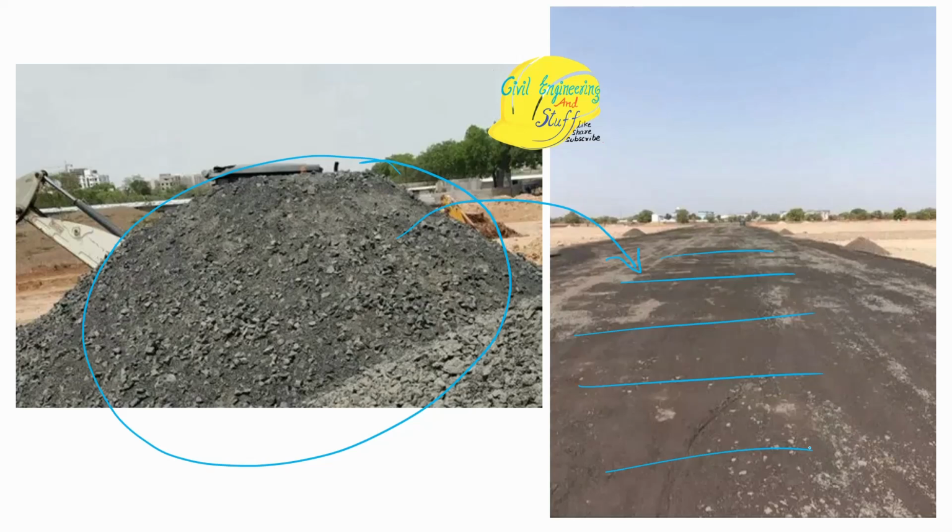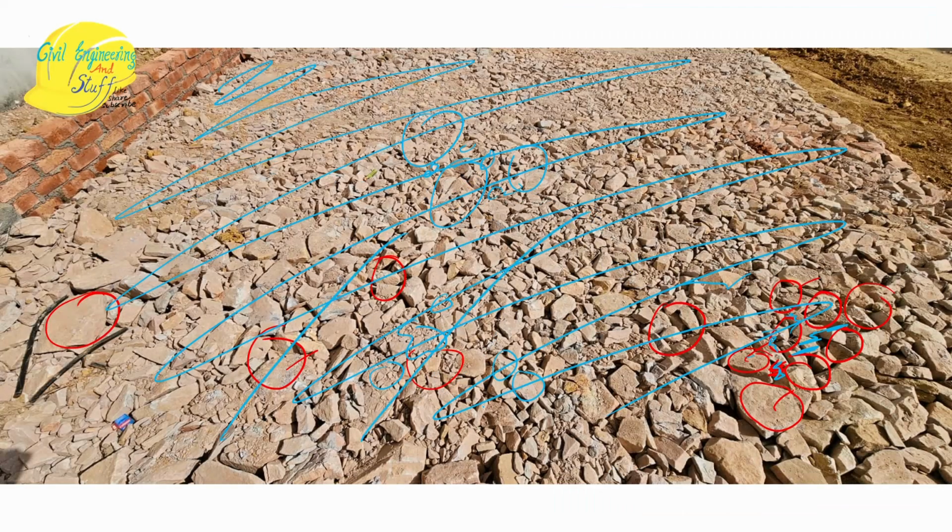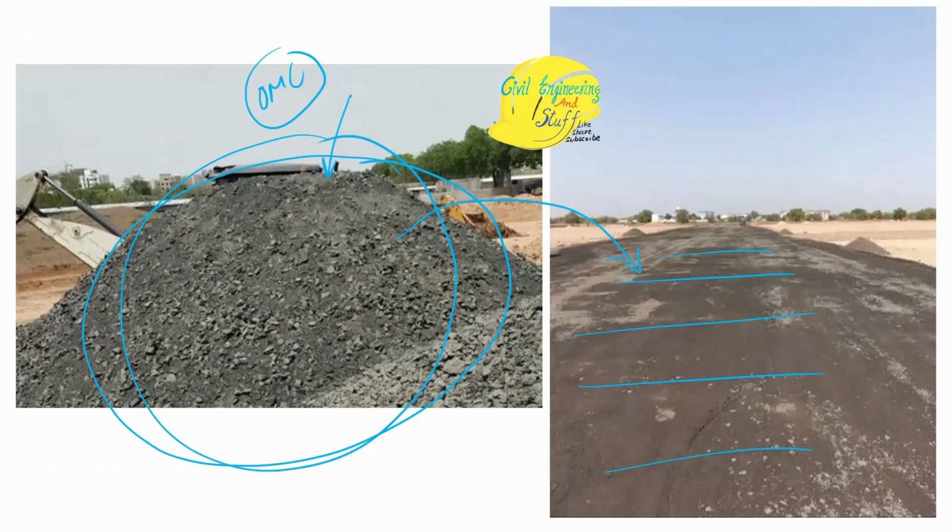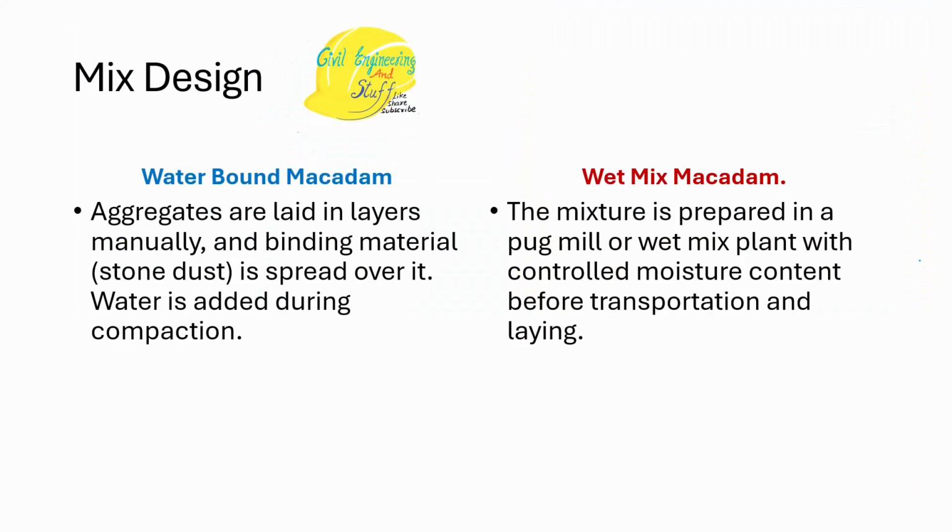You have wet mix macadam, that is the mix that is well mixed on the plant at a very controlled and identified moisture content. We have this optimum moisture content found in the lab, and that OMC is being used. While here in WBM, the water is simply sprinkled, and then through brooms, if excess water is there, or the fines that come out are being cleaned with the help of brooms. All right, so that is the fundamental difference, right?